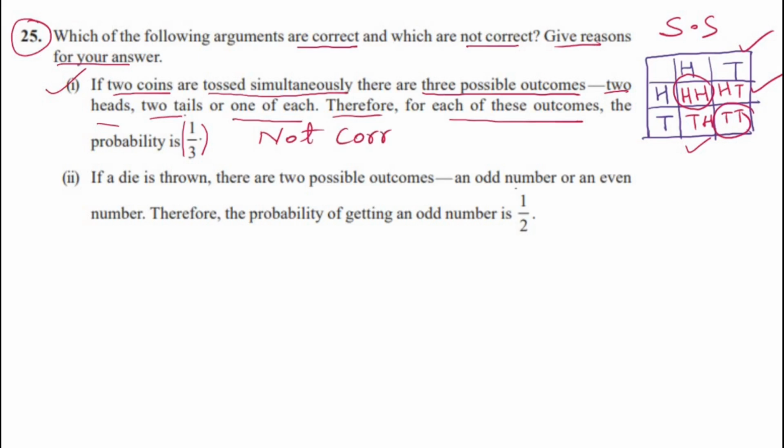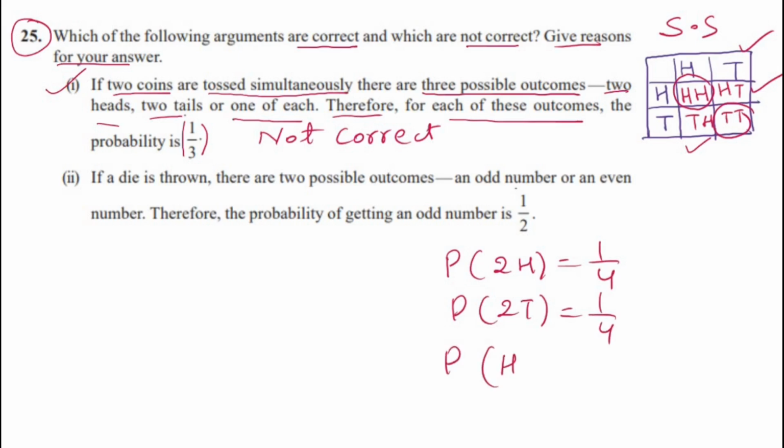Why? Because if 2 coins are tossed simultaneously, then probability of getting 2 heads is 1 upon 4. Probability of getting 2 tails is 1 upon 4, and probability of getting a single head and a single tail is 2 upon 4, which is 1 upon 2. So none of these probabilities is equal to 1/3. So the first statement is not true.